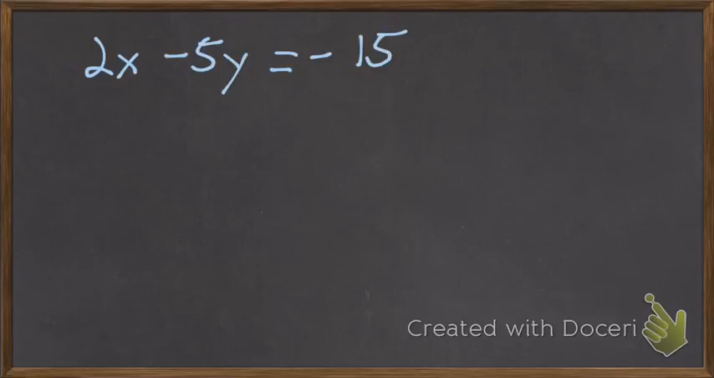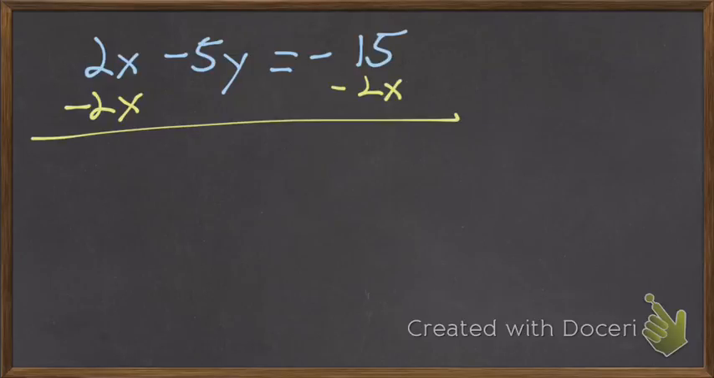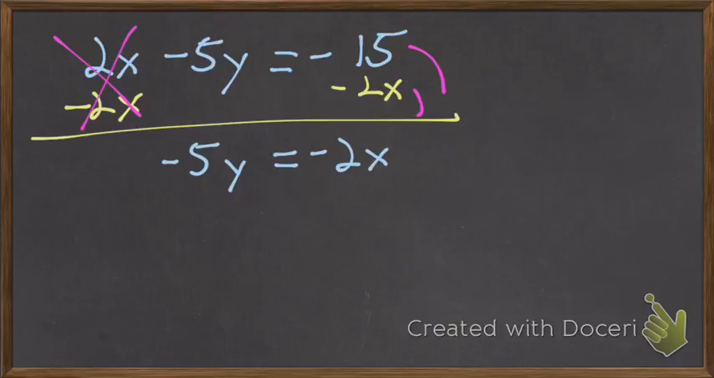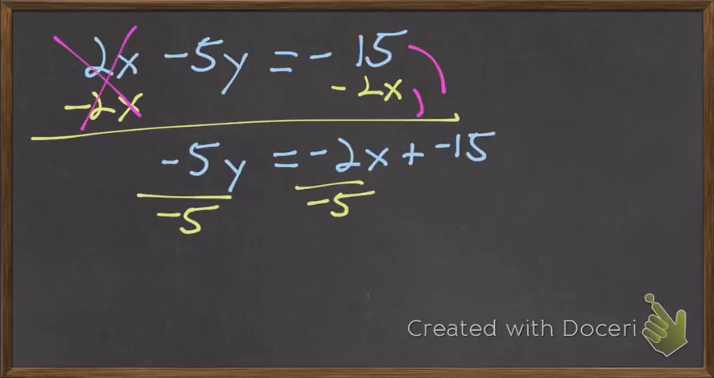Okay? So let's do this one here. We've got 2x minus 5y equals negative 15. All right, again, first thing we've got to do is get rid of that 2x. So we're going to subtract 2x from both sides. It cancels out. These will drop. And so you're left with negative 5y equals negative 2x plus a negative 15. We don't want the negative 5, so we're going to divide everything by negative 5.